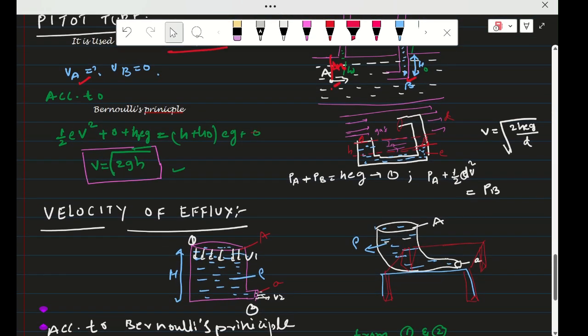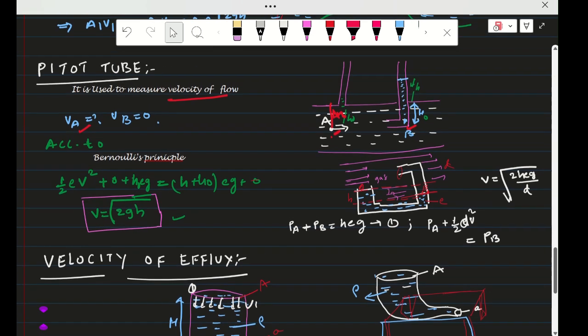Here, remember, the velocity of flow, whether river flow, fluid flow or gas flow, depends on the height of the pitot tube above the surface. Okay, the height of the pitot tube above the surface. So here H is the height above the surface. That means it is independent of how much depth you are placing it at.